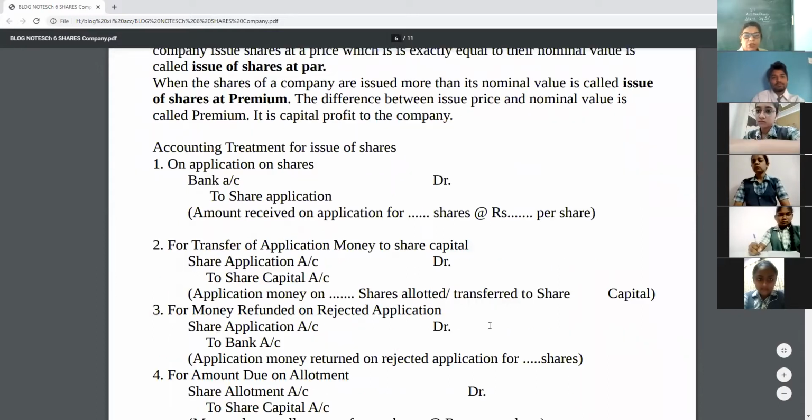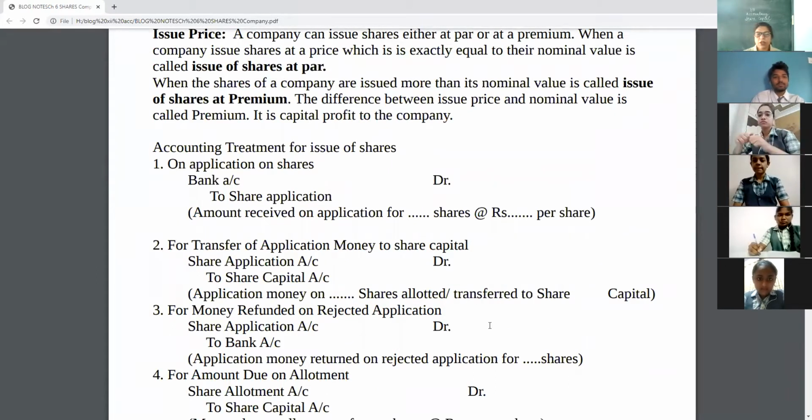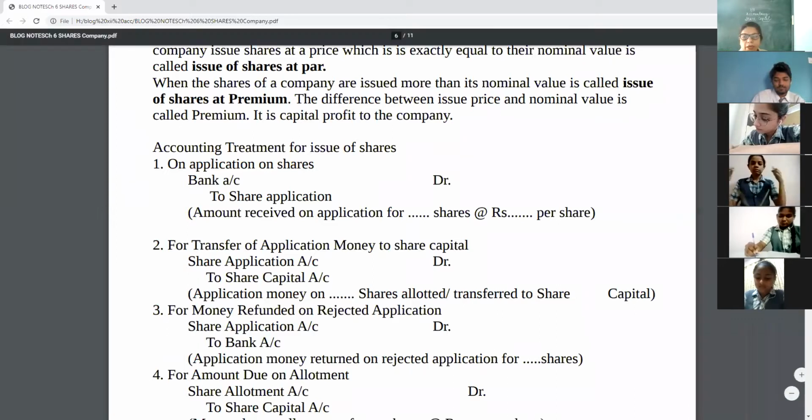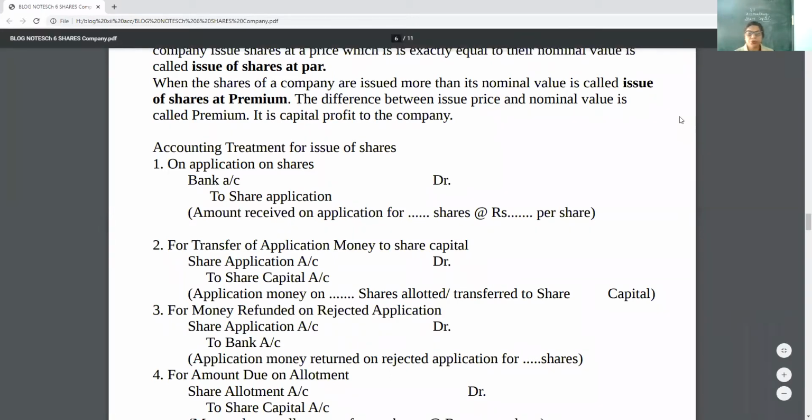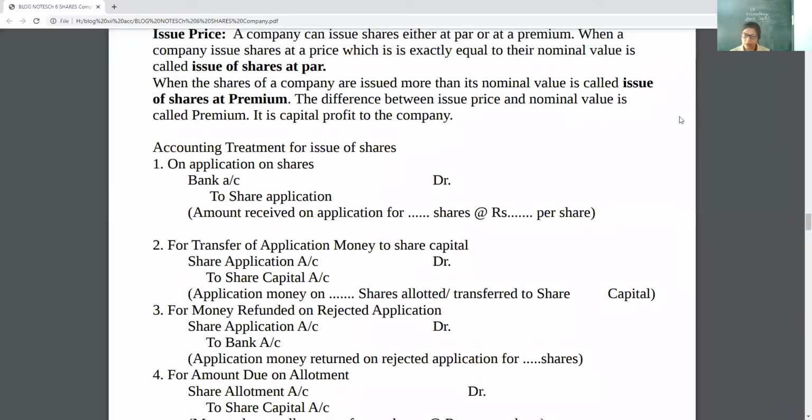Yes. My dear children, the first entry is for application on shares. See, you can see the screen. The shareholders, who are spread all over the country or everywhere, apply for the shares and send application money to the company. So the first general entry is bank account debit to share application account.